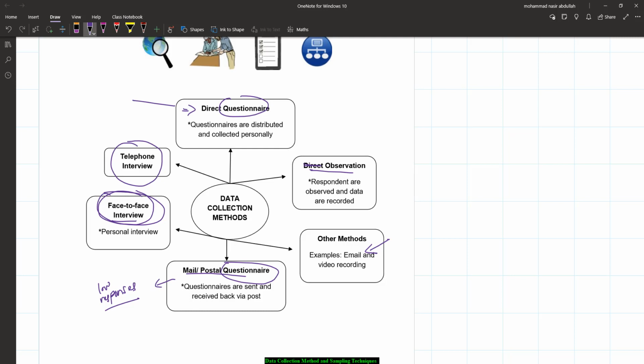Observation is normally used in experimental designs, whether clinical or non-clinical experiments. So these are all the data collection methods available.